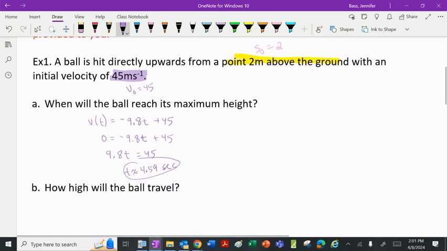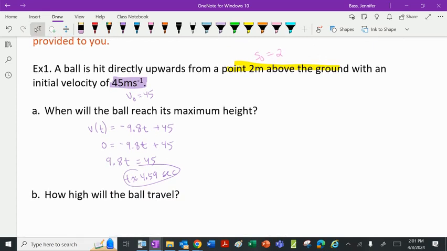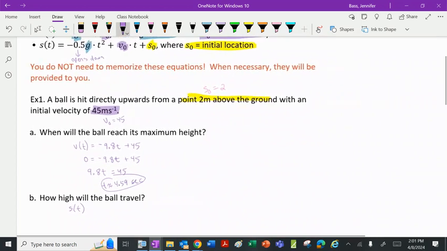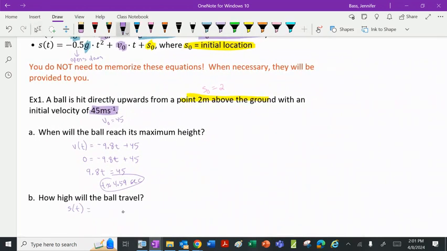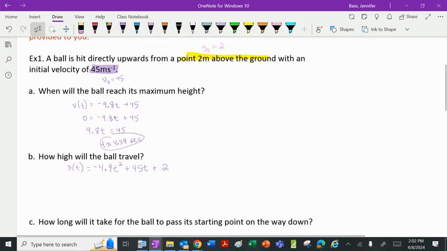Now for part B, they want to know how far it's going to travel. You have to use the position equation for that. So we're going to plug all that stuff into the generic position equation, which is negative 1/2 of 9.8, which is negative 4.9 t squared, plus the initial velocity, which is 45t, plus the initial location, which is 2. So here's our generic equation. We want to know what that height is going to be at 4.59 seconds.